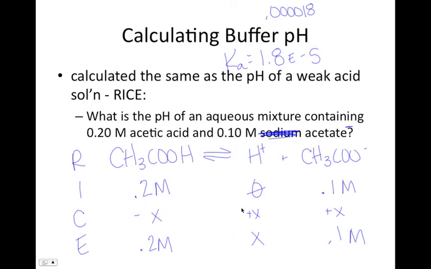So to find the hydrogen concentration, which we can then use to calculate the pH, you say, okay, Ka is equal to hydrogen ion times acetate ion divided by the acid.